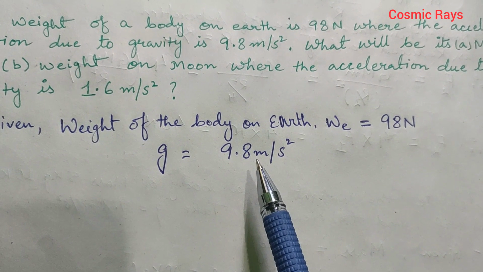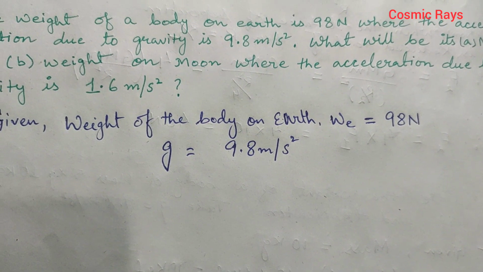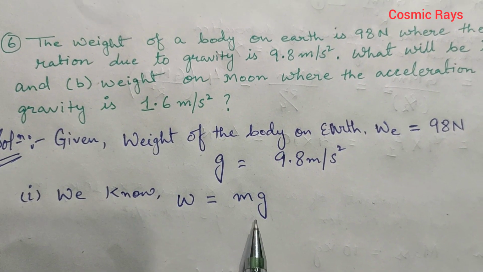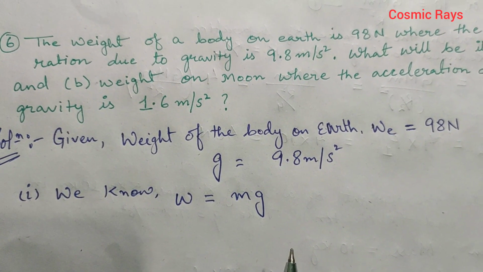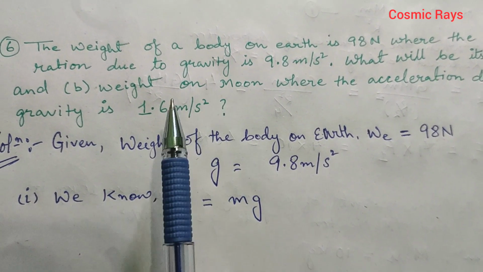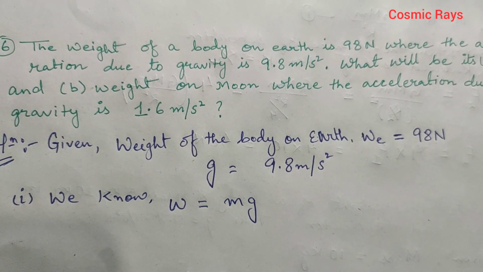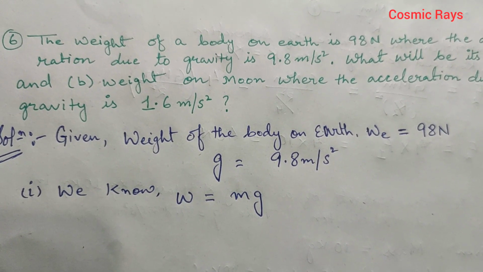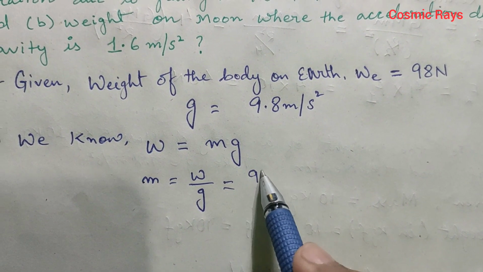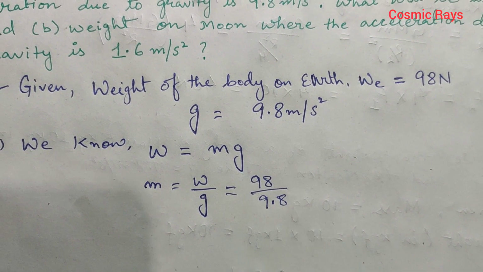Again we will use the relation weight is equal to mass multiplied by acceleration due to gravity, or W equal to mg. From here the mass of the body can be found out, and that mass can be multiplied by 1.6, that is the acceleration due to gravity on moon, and we can find the weight of the body on moon. So here m is equal to W upon g. The value of W is 98 Newton divided by acceleration due to gravity, which is 9.8.